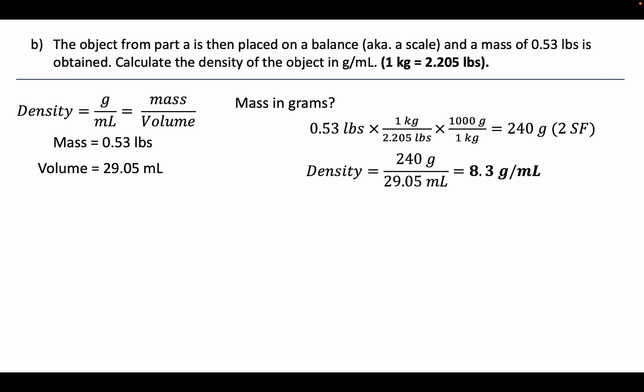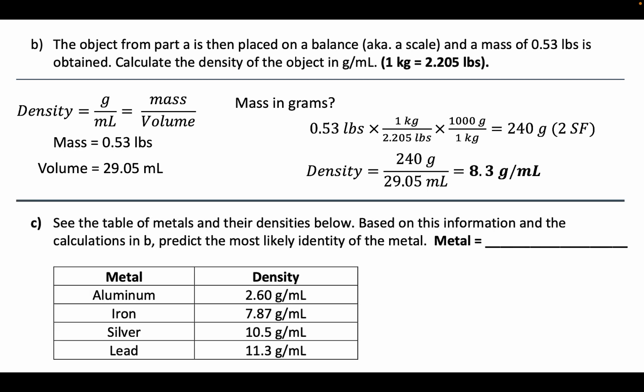So you do 0.53 divided by 2.205 multiplied by 1,000. That value you'll carry in your calculator and it'll have the full screen of significant figures. Then go ahead and divide it by 29.05. We don't want to round before we finish the entire calculation. And this density calculation, even though we've broken it into pieces, can be shown as a single calculation.